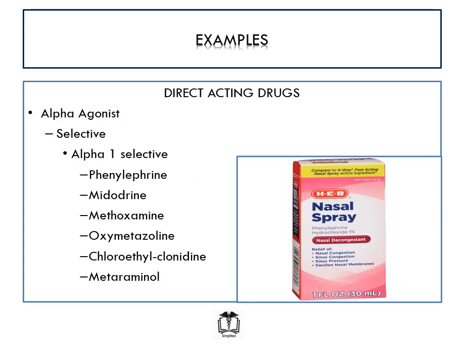For the selective alpha agonists, we further classify selective drugs as either alpha 1 selective or alpha 2 selective. Alpha 1 selective drugs include drugs like phenylephrine, midodrine, methoxamine, oxymetazoline, chlorethylclonidine, and metaraminol. These are all examples of alpha 1 selective drugs. And you could see a picture of the drug phenylephrine here as a nasal spray. We'll talk about the uses later on when we get to the indication section of this module.